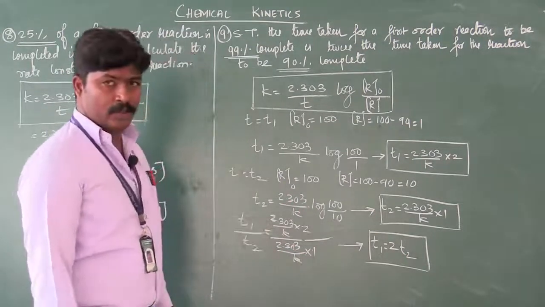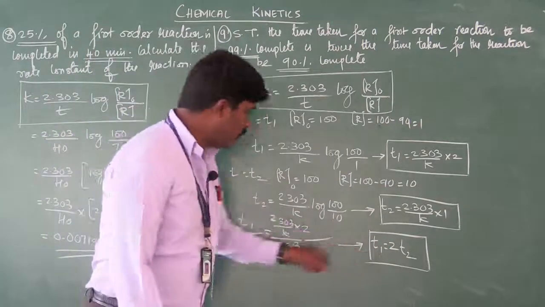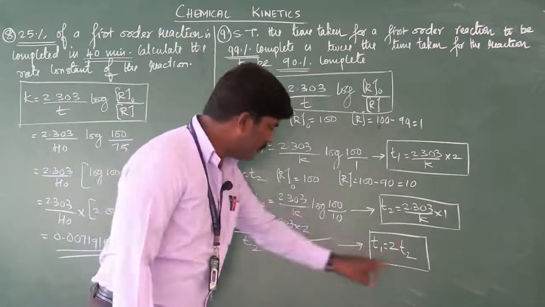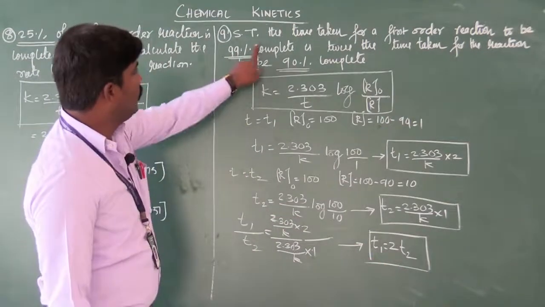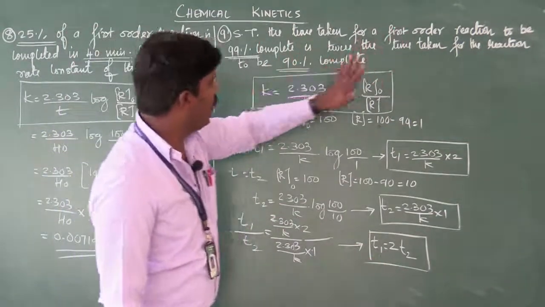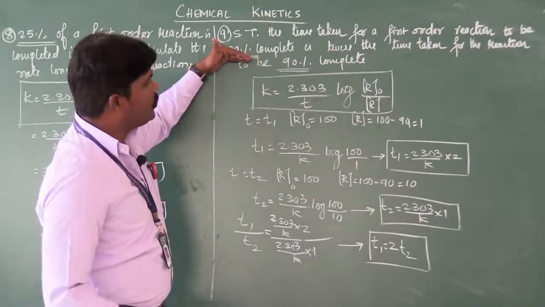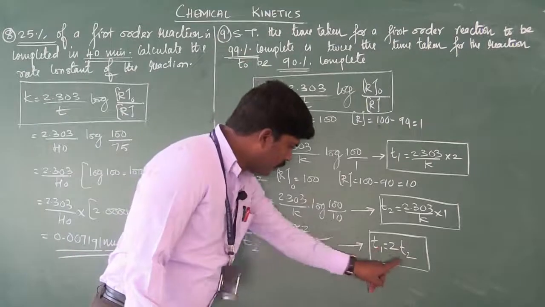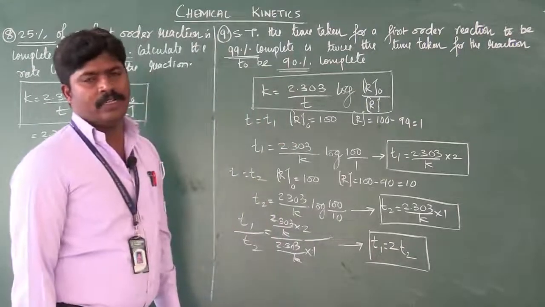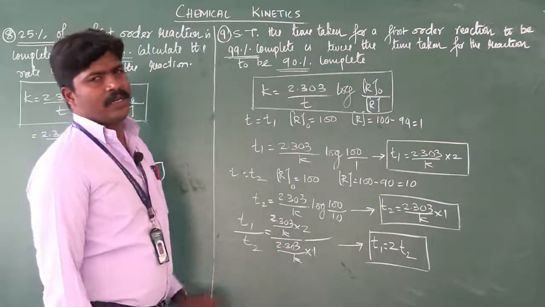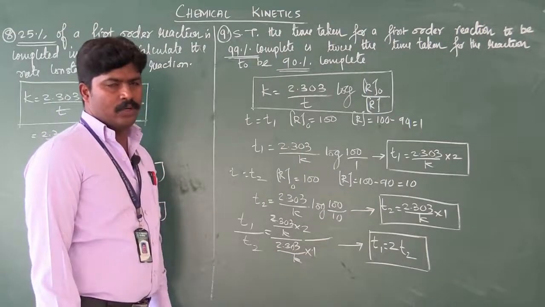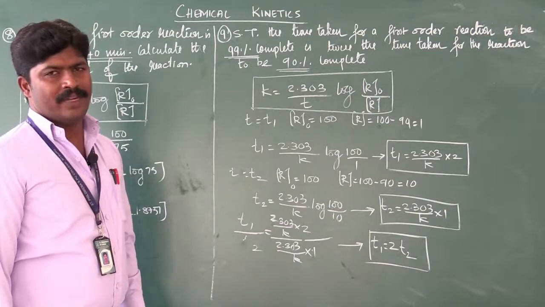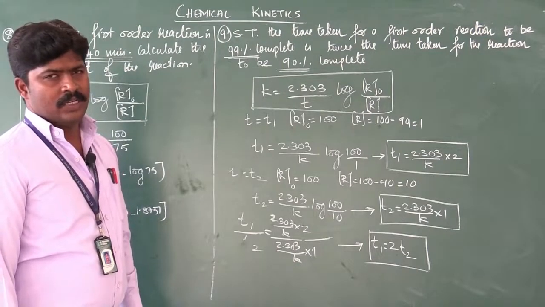Now we are coming to the conclusion. What is that? The time taken for 99% complete is twice the time taken for 90% complete. That's our conclusion. So the time taken for the first order reaction to be 99% complete is twice the time taken for 90% complete. Therefore, T1 is twice T2. This is the important formula which is there in your textbook also. An important conclusion should come across using the formula of rate constant of a first order reaction.